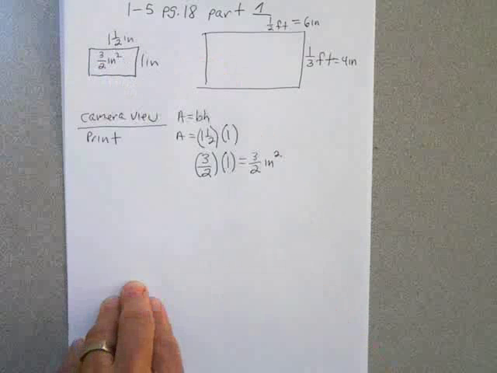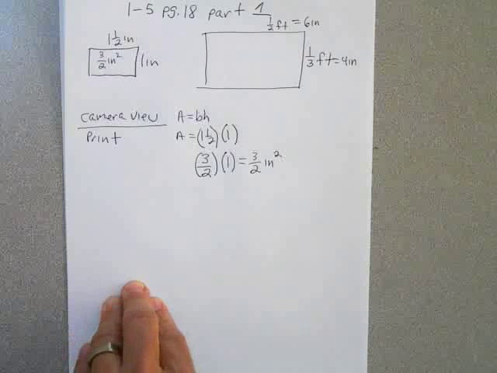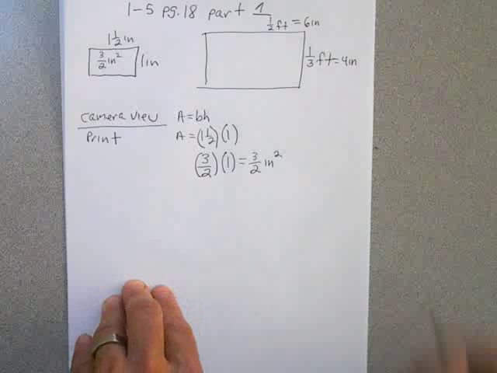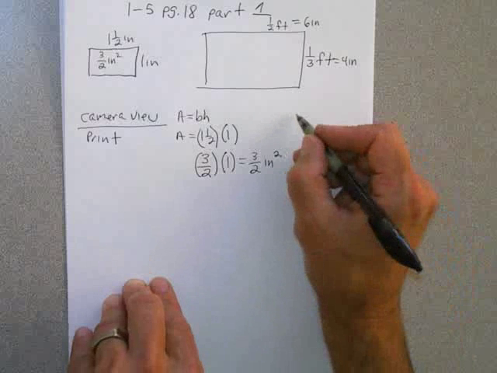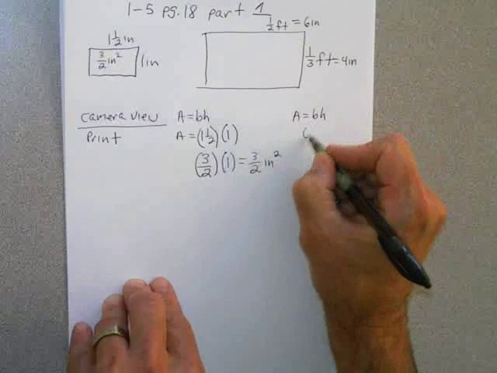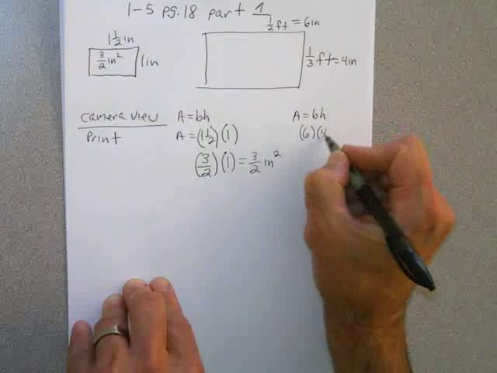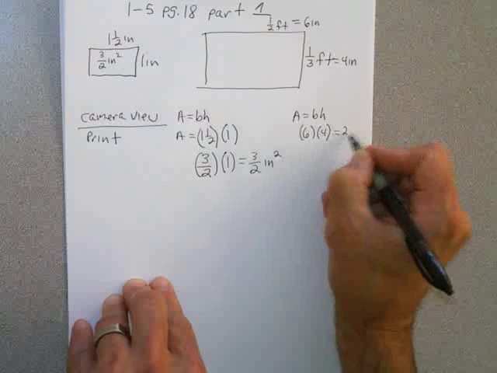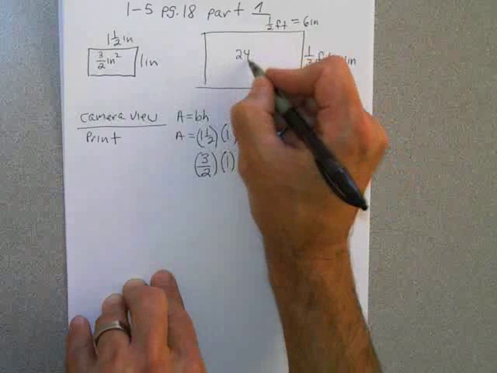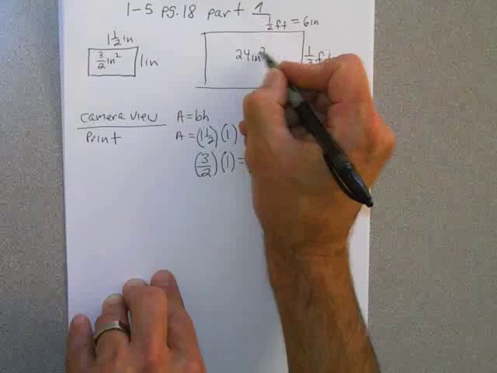That's the area. For my print, the area is also base times height. And in this case, it's 6 inches multiplied by 4 inches, which equals 24 inches square. So that's 24 inches square.